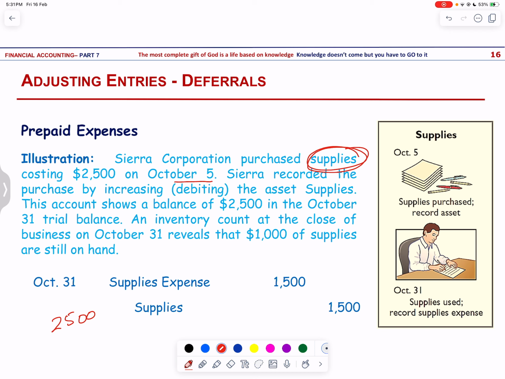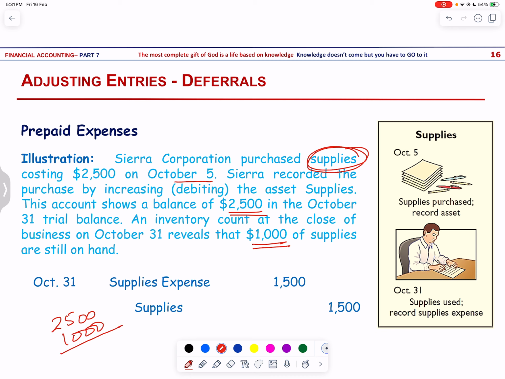In this example, the supplies cost 2,500 on October 5. Sarah recorded the purchase by debiting the asset supplies. This account shows a balance of 2,500 in the October 31st trial balance. An inventory count at the close of business on October 31st reveals that 1,000 of supplies are still on hand.